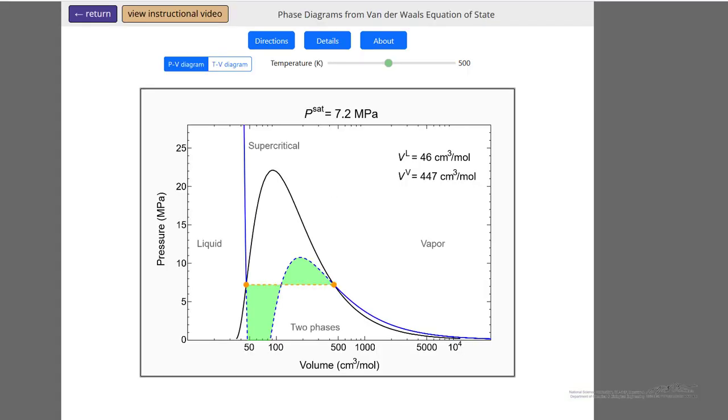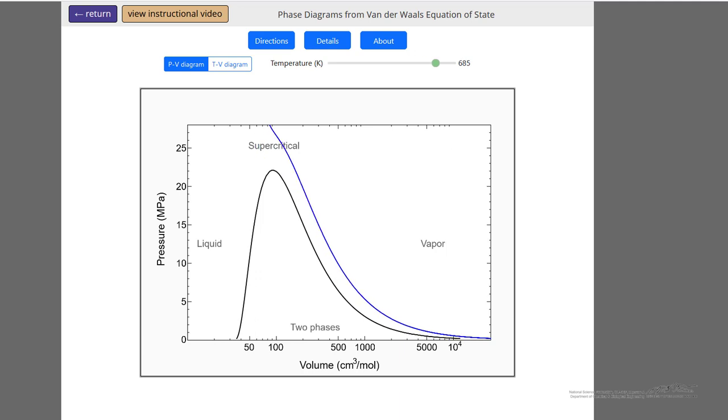So here you can see on the simulation, if I use the slider to change the temperature, then of course the volumes change, and the pressure where we have phase equilibrium goes up as the temperature goes up. If we raise the temperature enough, close to the critical temperature, we can go above the critical temperature, and then only one phase can exist.